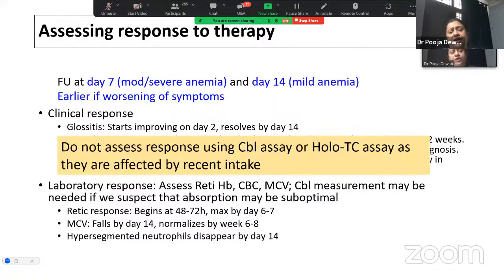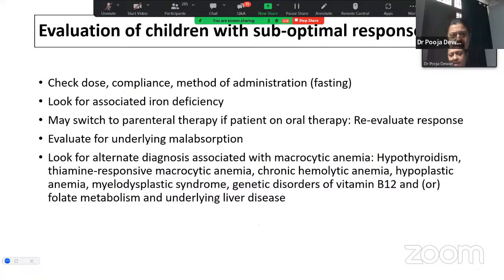So we do not recommend using cobalamin or holoTC assay because we know that they get affected by any recent intake. So wherever you have a patient who's not responding adequately, you need to check the dose compliance, look for associated iron deficiency. You may have to switch to parenteral therapy if the patient is on oral therapy. You should look for underlying malabsorption and an alternative diagnosis in unresponsive cases.